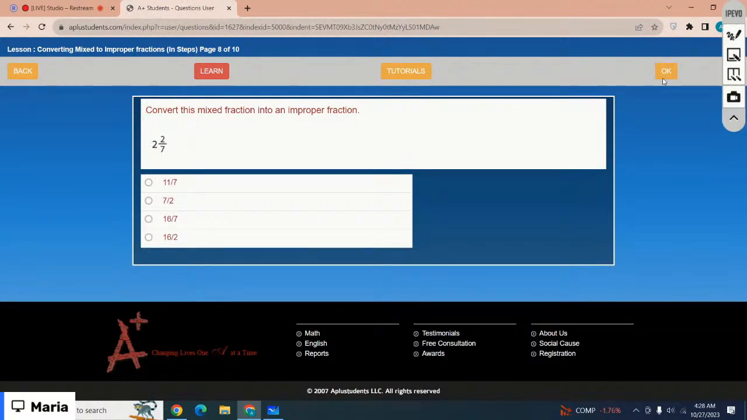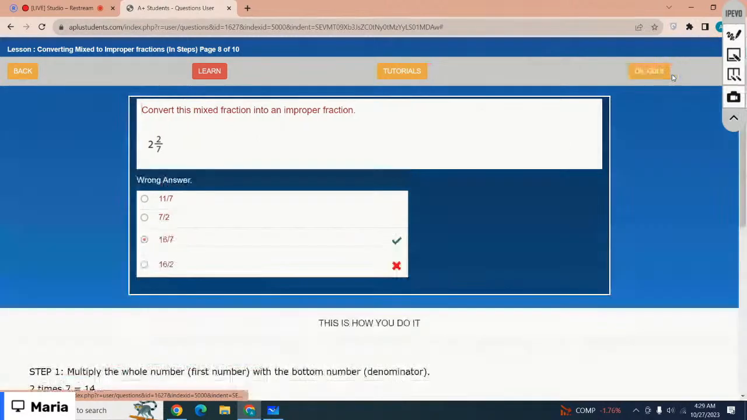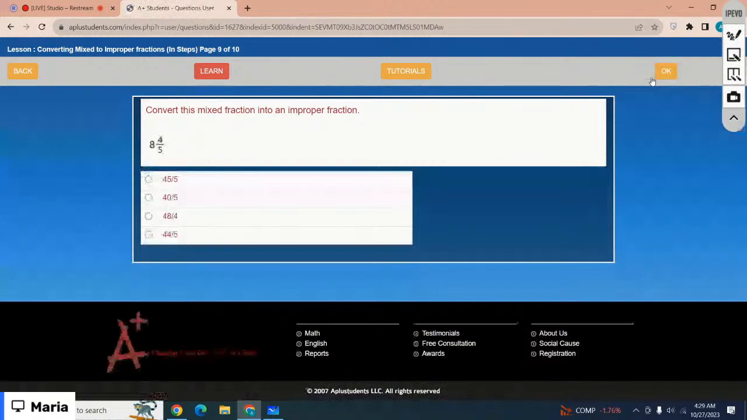Okay, the next one is convert the mixed fraction into improper fraction. So which is the correct option? Yes, it is 7 times 2 is 14, and 14 plus 2 is 16. Oh, that is 16 over 7. You have 7 as the denominator. So the correct option is 16 over 7. Sorry.